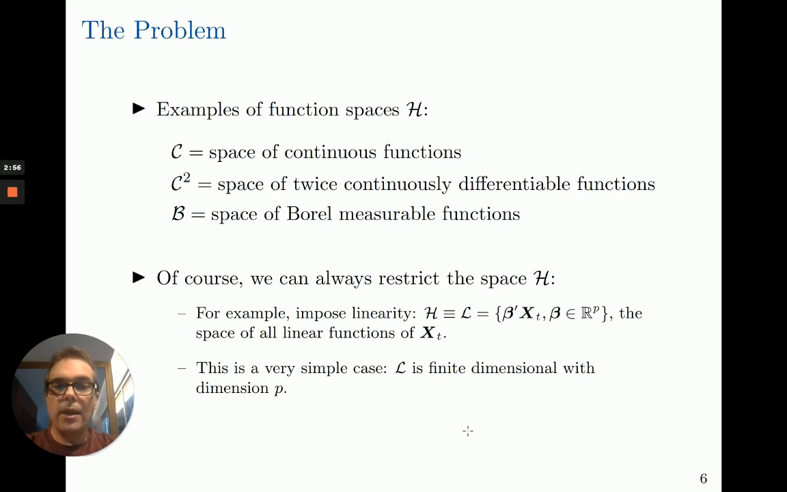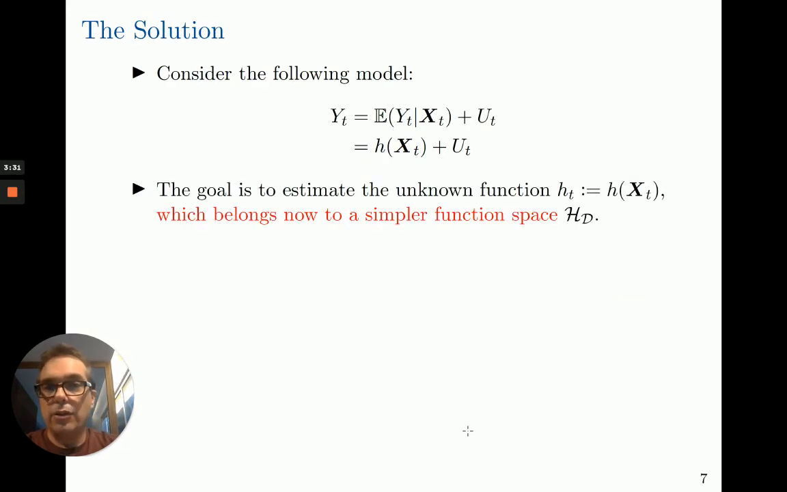Okay? Of course, we can always restrict the space. We can, for instance, impose linearity. That's what we have been doing so far. So calligraphic H will be equal to L, the class of linear functions, beta transpose x, where beta belongs to R^p. So that's the space of all linear functions of x. That's a very simple case. L is finite dimensional with dimension p, and we have a solution for that problem.